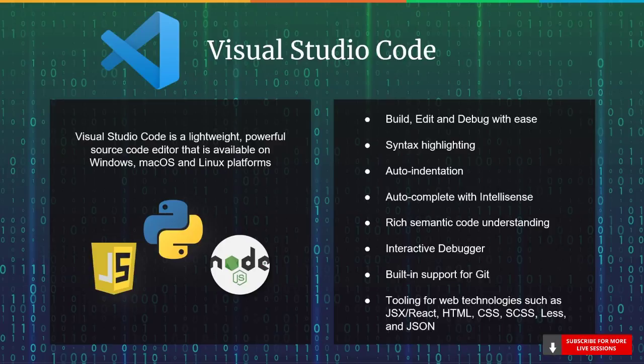Now let's look at the features offered by VS Code. First up is build, edit, and debug with ease. It allows syntax highlighting. It offers auto-indentation, autocomplete with IntelliSense, rich semantic code understanding. It offers a built-in support for Git. It also offers tooling for web technologies such as JSX or React, HTML, CSS, LESS, and JSON. Ultimately, if you prefer a code editor-centric development tool or are building cross-platform web and cloud applications, then Visual Studio Code is an excellent choice.